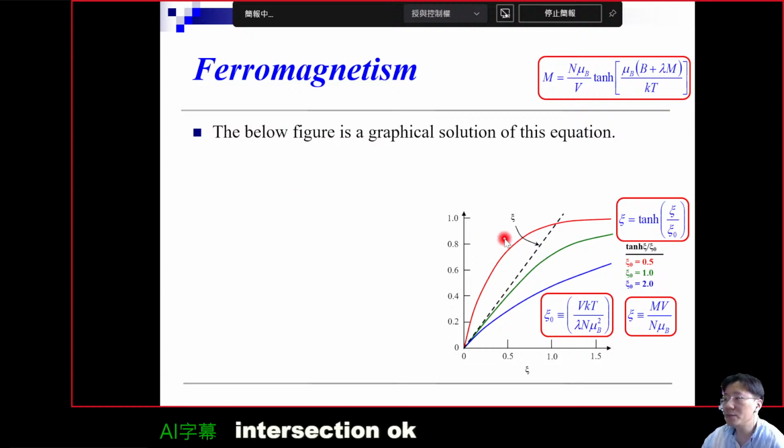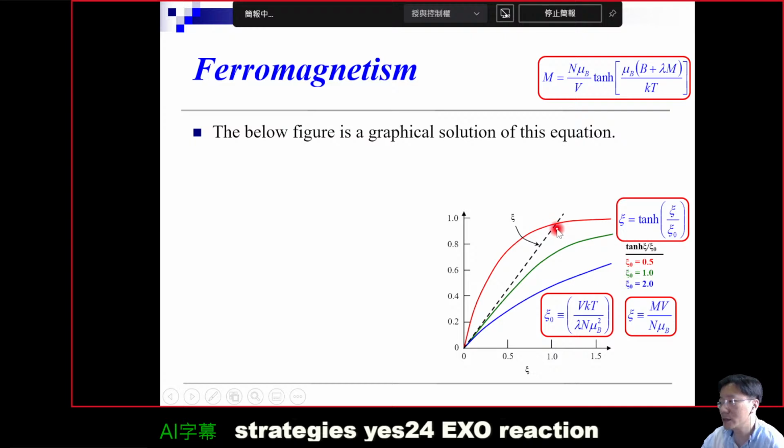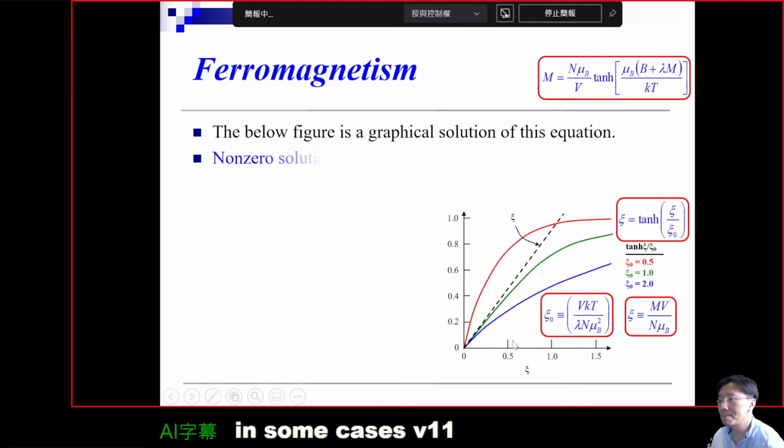Okay, so this figure is the graphical solution of the equation. This dashed curve is y equal to cos, and this red curve is y equal to hyperbolic tangent cos by cos naught. So the solution is these intersections. We have two intersections. One is at 0. The other is at a certain point, something like here. And we maybe have no solution in some cases, like this green one or blue one. Okay.